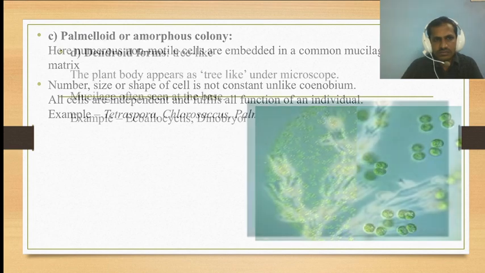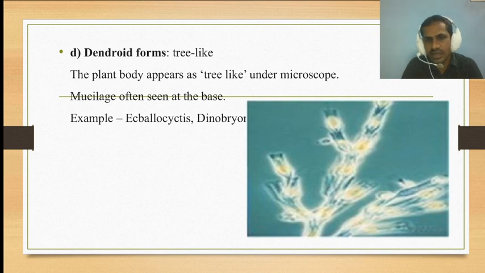The first one was unicellular, the second multicellular, and the third palmelloid, which we have seen. The fourth form is the dendroid form. The dendroid form has a tree-like appearance. The plant body appears tree-like under the microscope. Mucilage is often seen at the base of this organism.